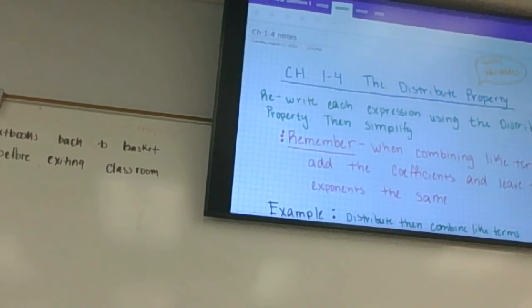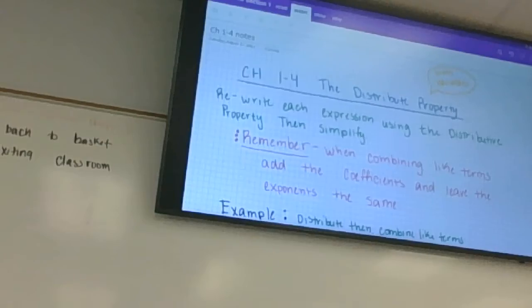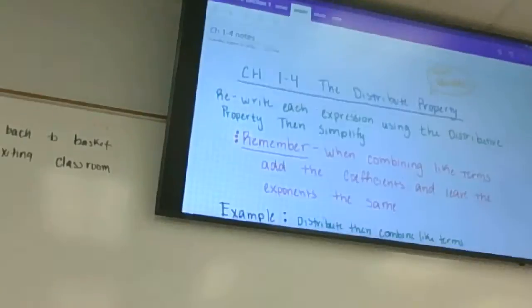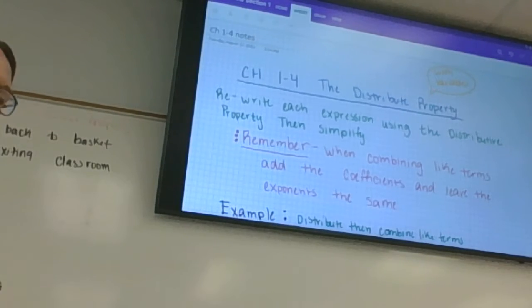Here we are, chapter 1-4, the distributive property. Now we've talked about distributive property, but I haven't done a lot with it. So we're going to spend the whole day on distributive property and combining like terms. You don't have to write all this. You can read it. You can shorthand it. You can think about it.